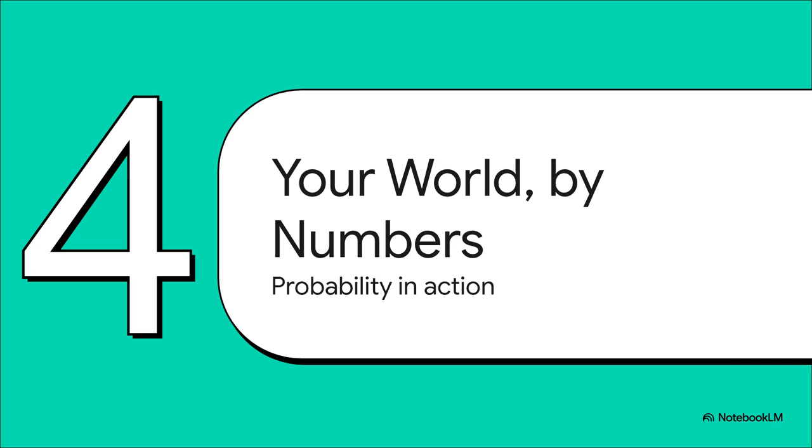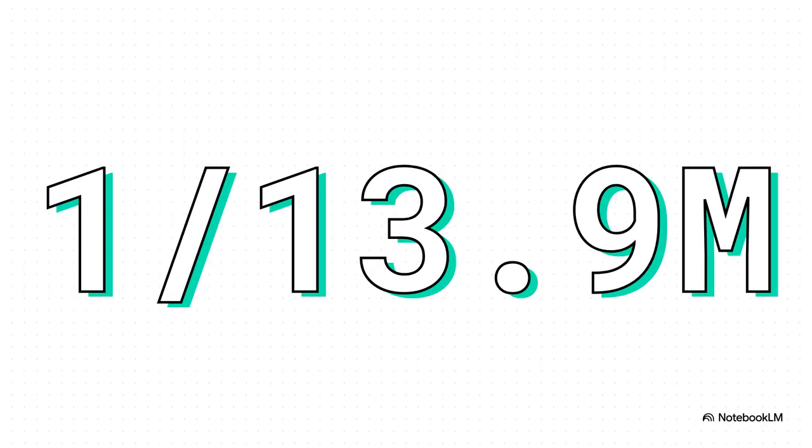And this brings us to our final section, Your World by the Numbers. Let's use this powerful new toolkit to see how you can decode the probability that's hidden all around you. Ever buy a lottery ticket? Well, the odds of winning this particular jackpot are about 1 in almost 14 million. And that's not a guess. That number is a precise calculation using the exact principles of probability that we've just been talking about.